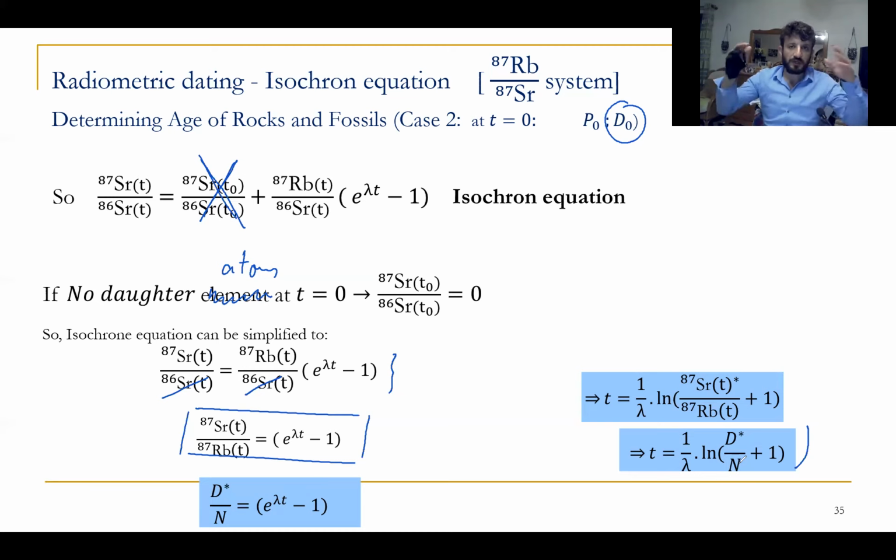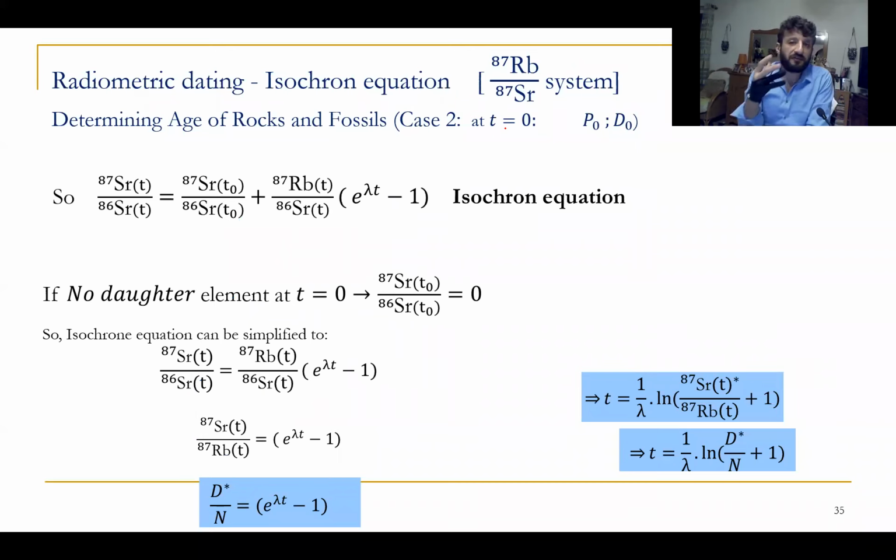So as a general equation, we have the Isochrone equation. If we have one decayed, one stable atom and one unstable atom, the general equation is the Isochrone equation. If we have D0, you can follow this equation. If you don't have it, you get the initial result of time.